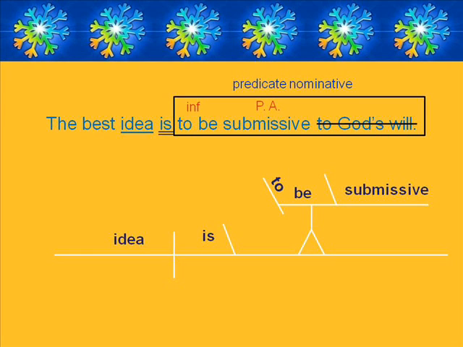Let's look at how we diagram this. My subject is idea, my verb is, and the whole thing is serving as a predicate nominative, so I have the slanted line. Now everything in my box is going to be up on my stilts, my infinitive, to be, and then the predicate adjective with the slanted line, submissive.